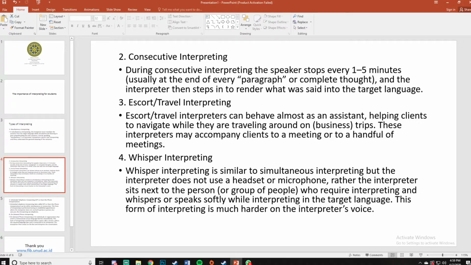The next one is whisper interpreting. Whispering interpreting is similar to simultaneous interpreting, but the interpreter does not use a headset or microphone. Rather, the interpreter sits next to the person or group of people who require interpreting and whispers or speaks softly while interpreting in the target language. This form of interpreting is much harder on the interpreter's voice.